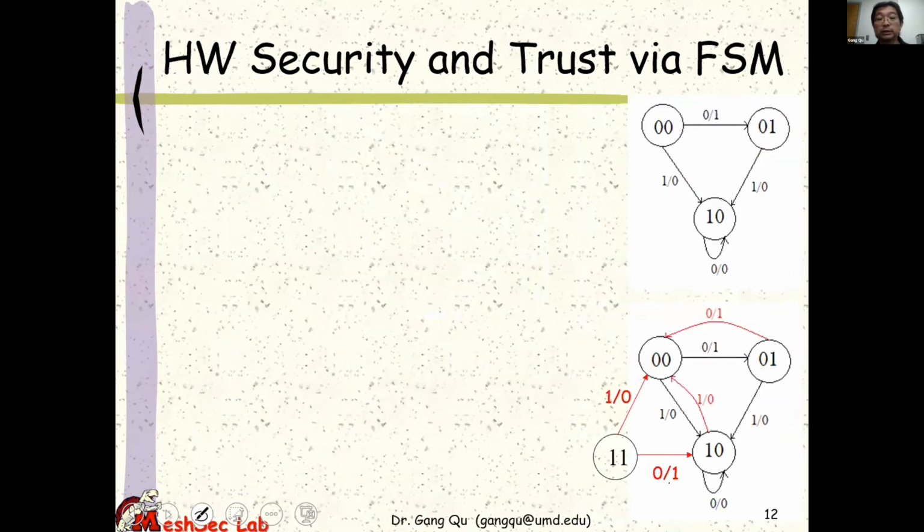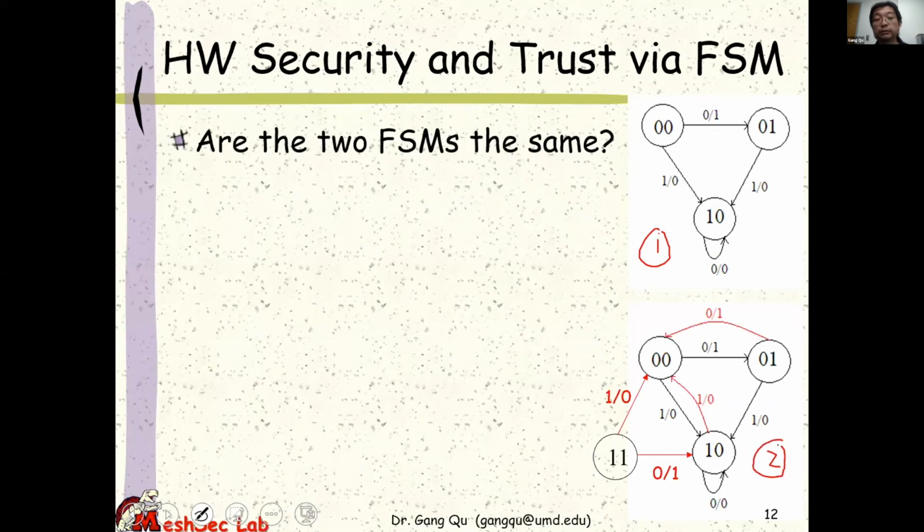And I give you another example here. Again, I have finite state machines. Now I have two state machines here. The first one has three states, 0 0, 0 1, and 1 0. The second one has four states. And I ask you a very simple question: are these two finite state machines the same?